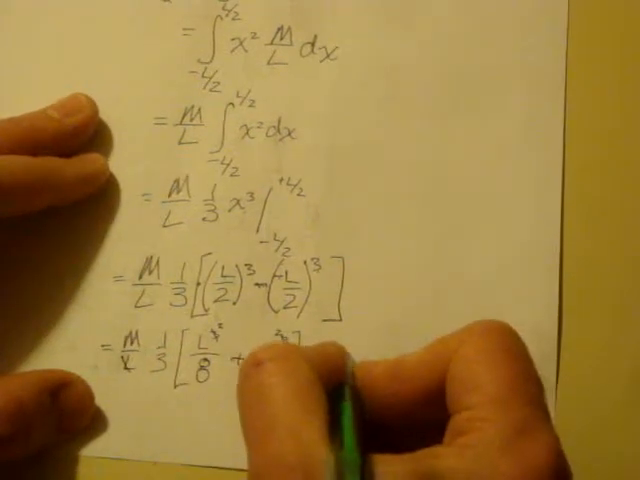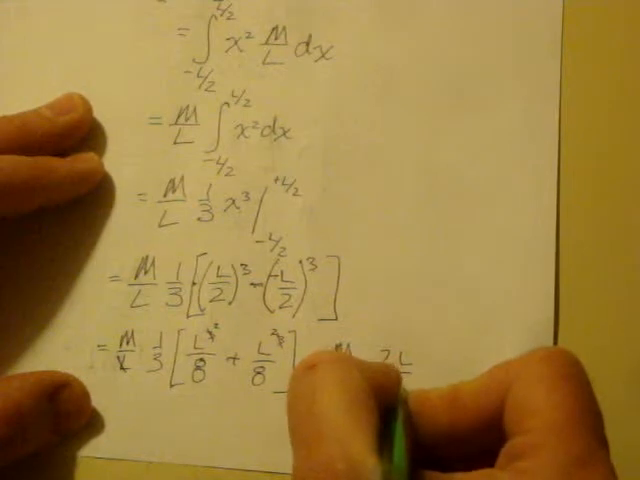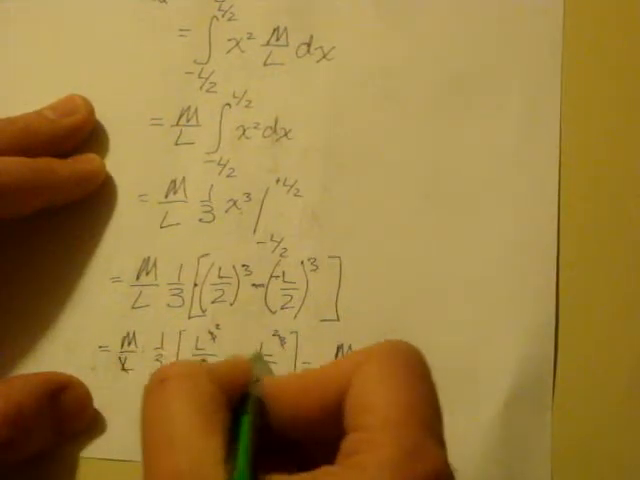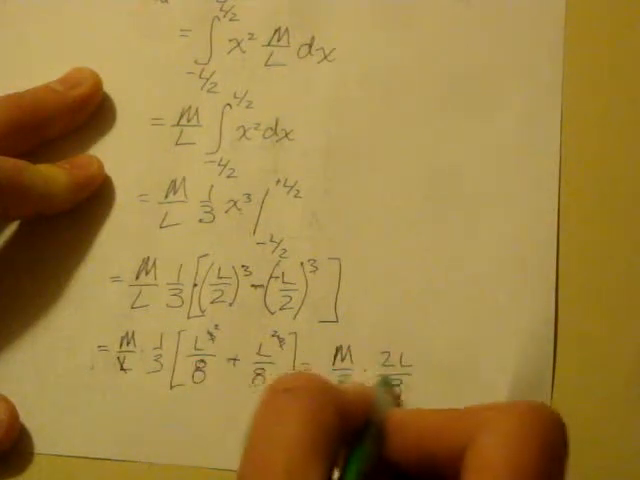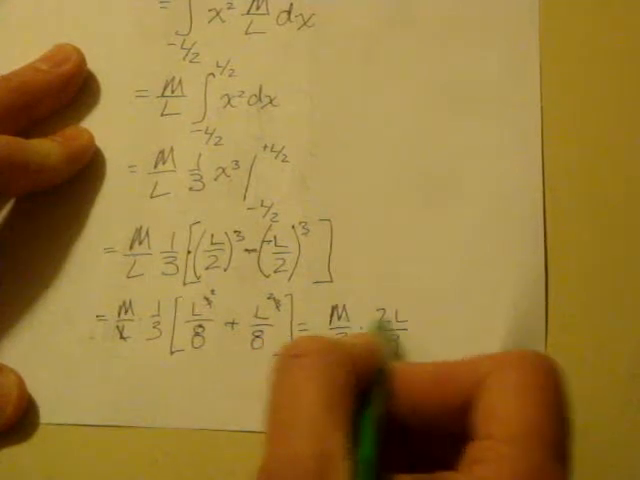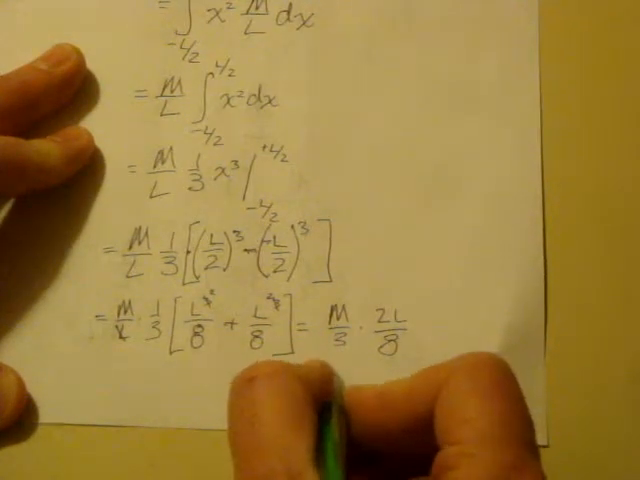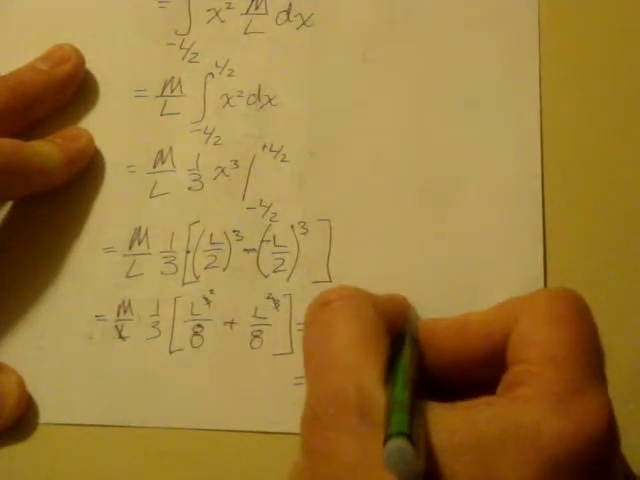So what is this? We get m over 3 times 2L over 8, right? Here's an L over 8, and here's an L over 8. You can think of this as being 1/8 and 1/8, which will give us 2/8 times L. And then when we finally solve that last little part, 2 divided by 24 gives us 1/12 ml squared. There should have been a squared here.